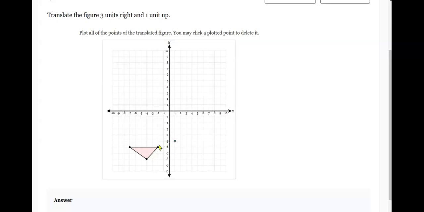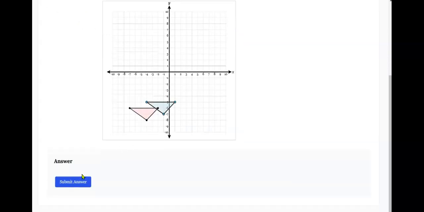So that's this point. Now I have to go to the next point. This one will be 1, 2, 3 units right, 1 unit up. And it will connect the line for you. Last point. 1, 2, 3 units right, 1 unit up, and now we're done.